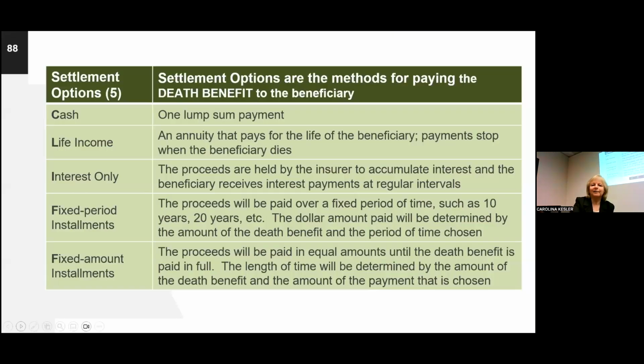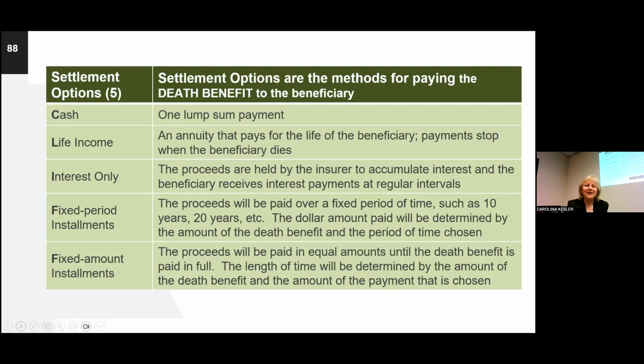And then we have CLIF. CLIF is your settlement options. So you have your cash, your 1 lump sum payment, then everything's gone, right? Life income, you can have an annuity, pays for the life of the beneficiary. Payments stop when the beneficiary dies. Again, we don't know how much that's going to be. It depends how much cash you have. If you didn't have very much cash, you might get one of those checks like my clients had that paid $7 or $3 a month. Yay, right?